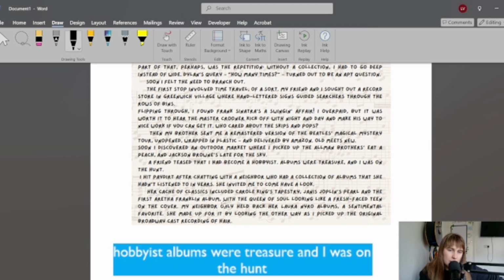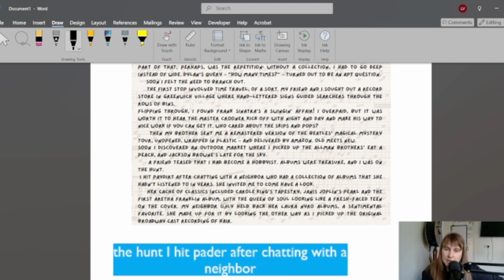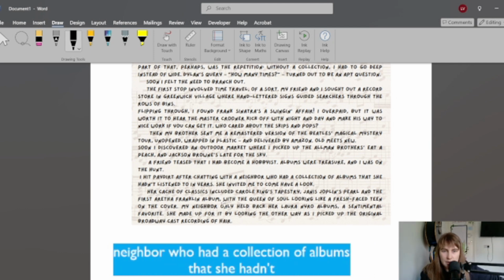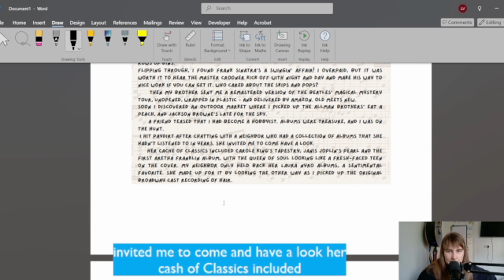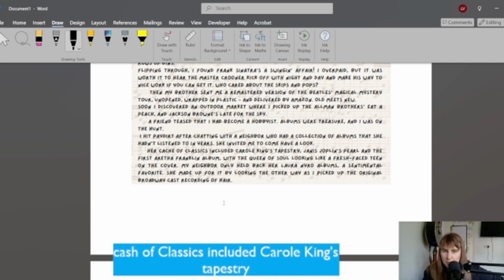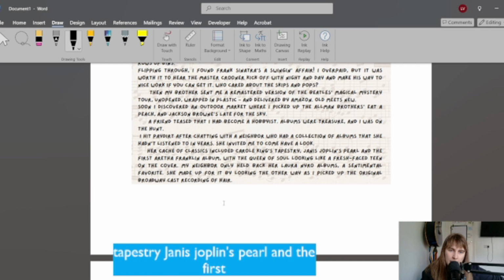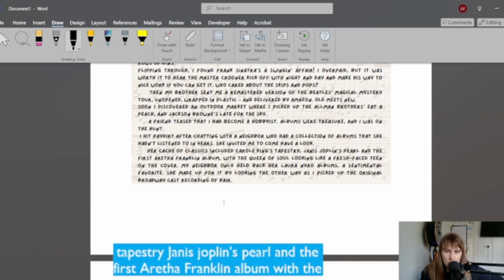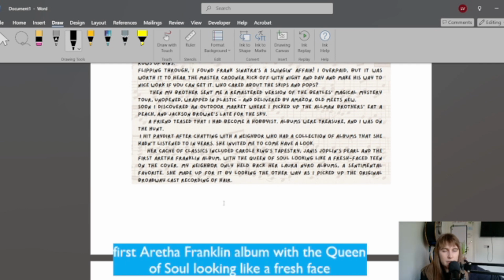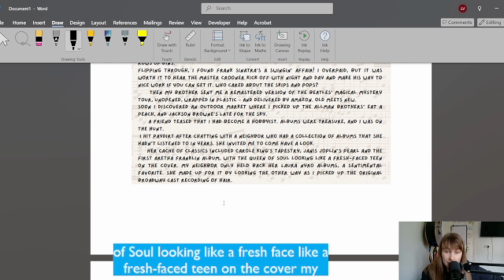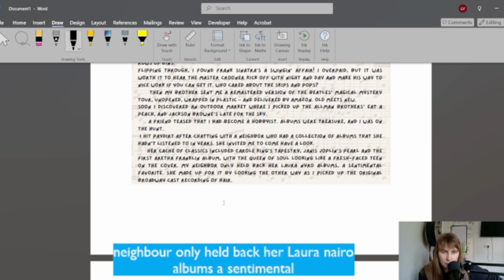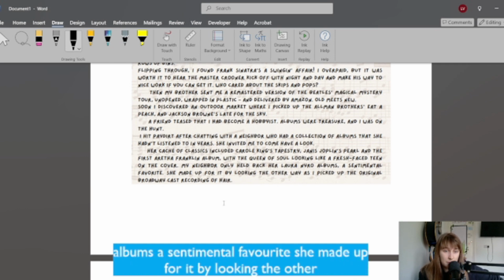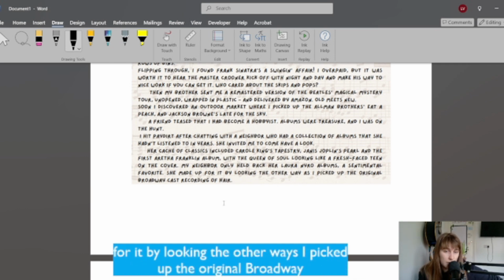I hit pay dirt after chatting with a neighbour who had a collection of albums that she hadn't listened to in years. She invited me to come and have a look. Her cache of classics included Carole King's Tapestry, Janis Joplin's Pearl, and the first Aretha Franklin album, with the Queen of Soul looking like a fresh-faced teen on the cover. My neighbour only held back her Laura Nyro albums, a sentimental favourite. She made up for it by looking the other way as I picked up the original Broadway cast recording of Hair.